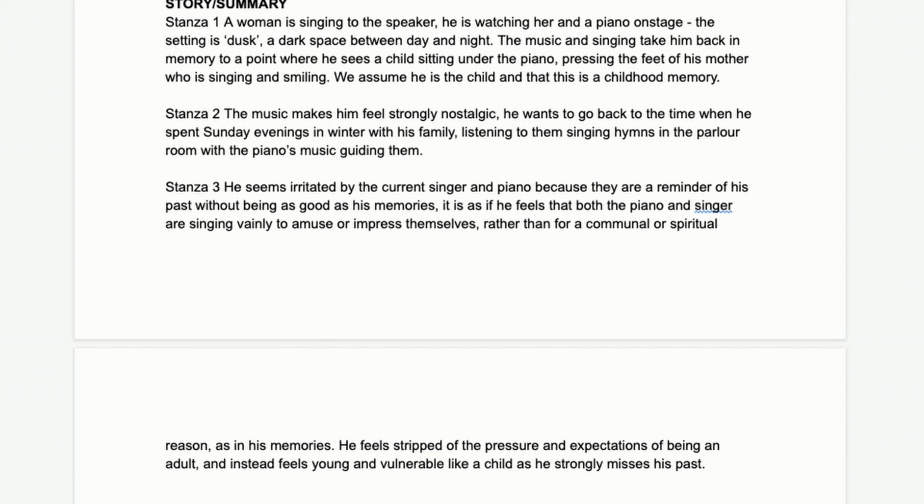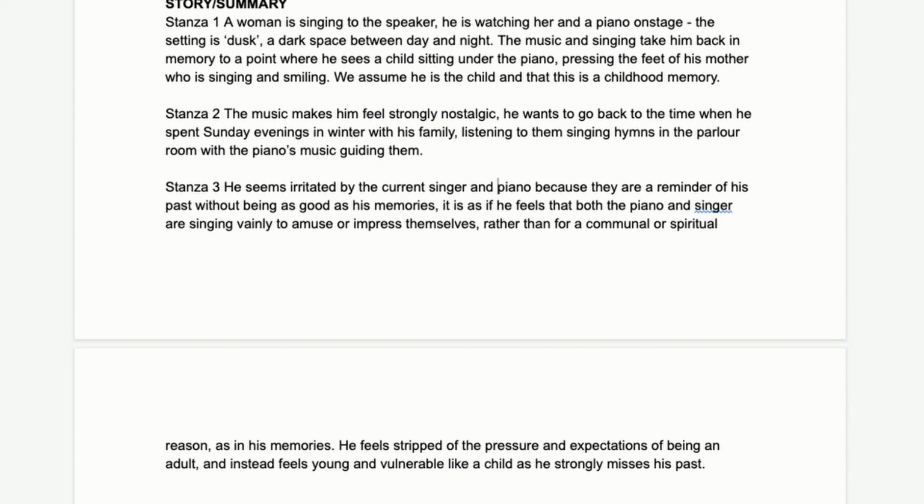So this music makes him feel nostalgic, which is a really important word and definitely a crucial word if you're writing essays on this poem. Nostalgia is a feeling when you want to get back to a previous time and you miss the good old days of some far off moment that you used to be part of.